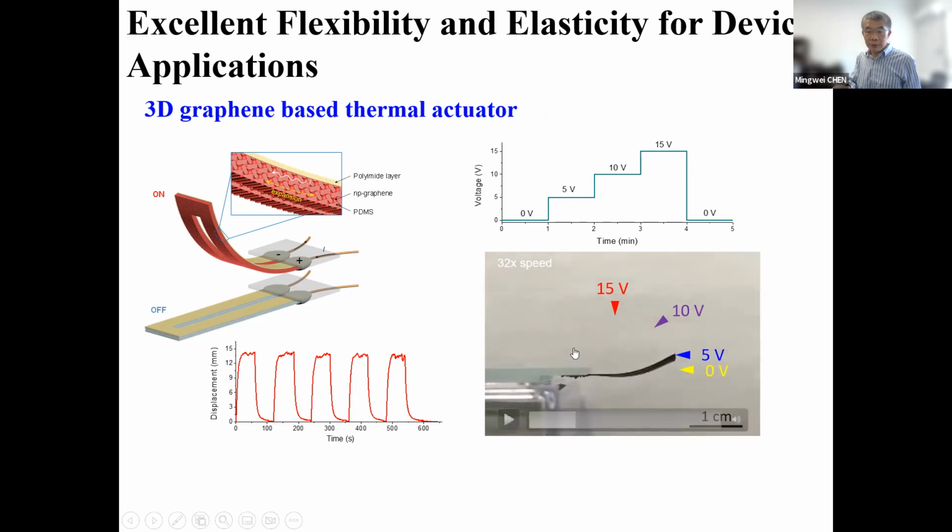One application I'm showing here is that you can use this 3D bulk graphene sheet to make a device we call a thermal actuator. Basically, you change the voltage, you change the current density, you change the temperature. Actually, you change the bending. So you can see you get a large bending, and it can repeat this deformation process for hundreds of times. That shows the pretty good reliability of this material for structural and functional applications.